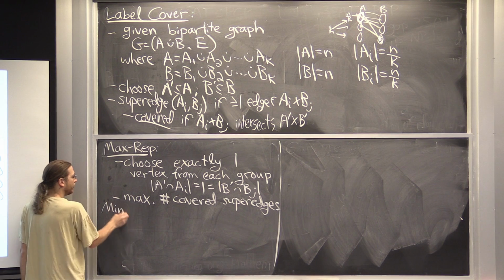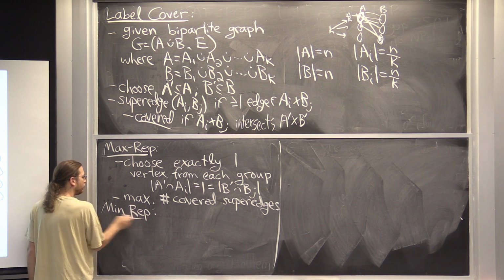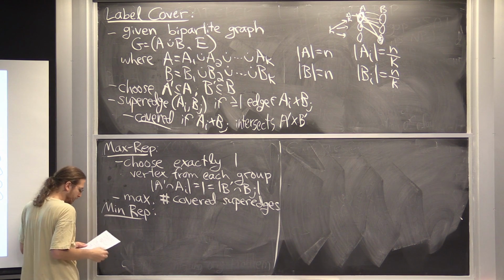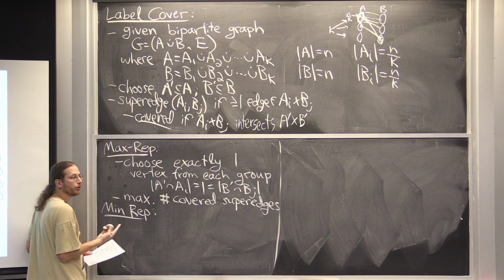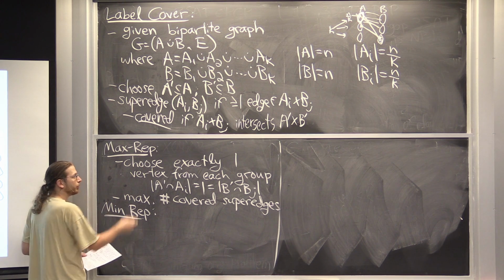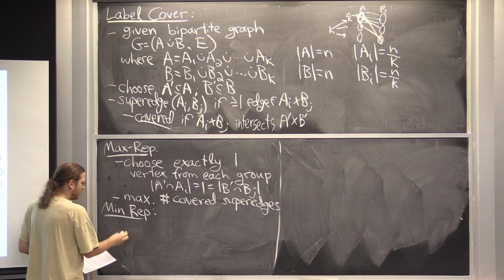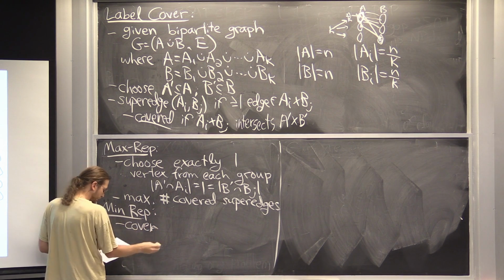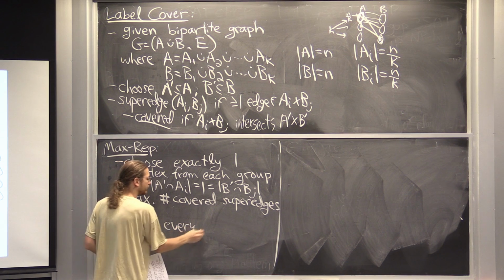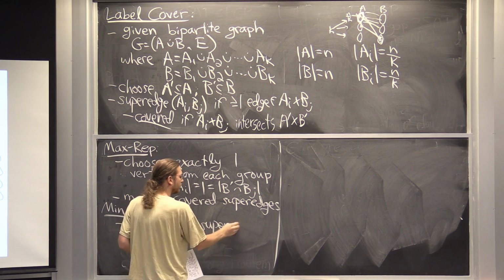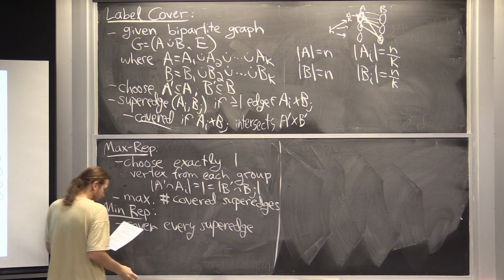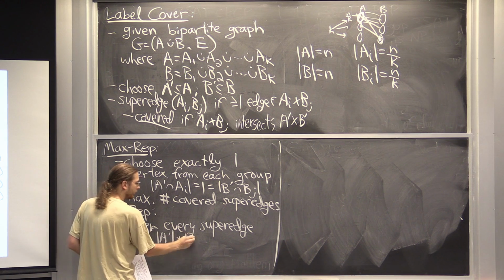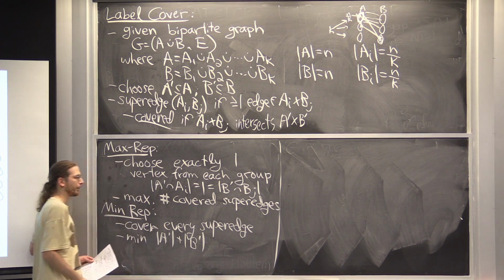The complementary problem is a minimization problem where we switch what constraint is relaxed, and what constraint must hold. So here we're going to allow multiple labels for each super vertex, multiple vertices to be chosen from each group. Instead, we force that everything is covered. We want to cover every super edge that exists, and our goal is to minimize the size of these sets, A prime plus B prime.